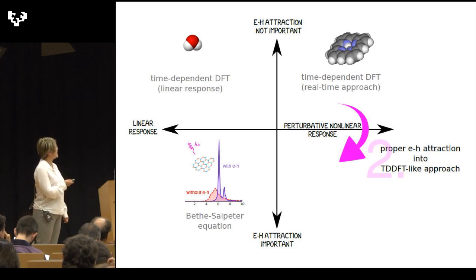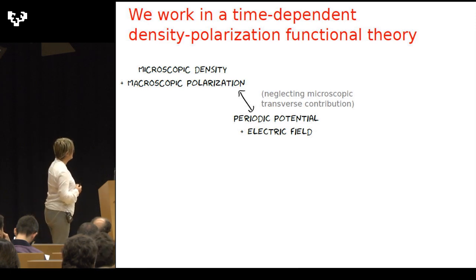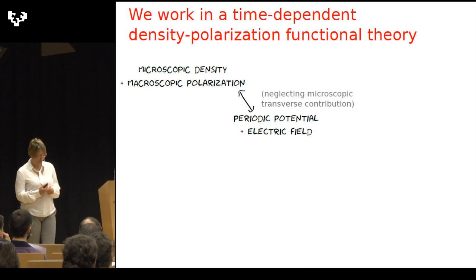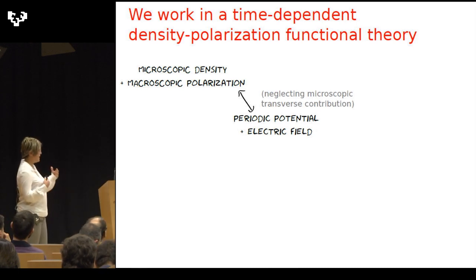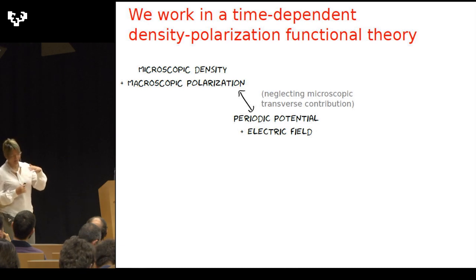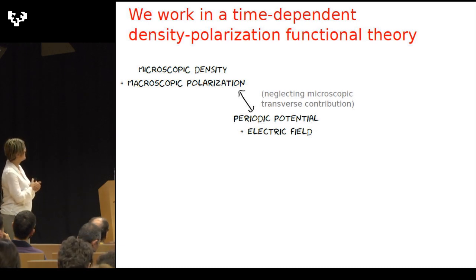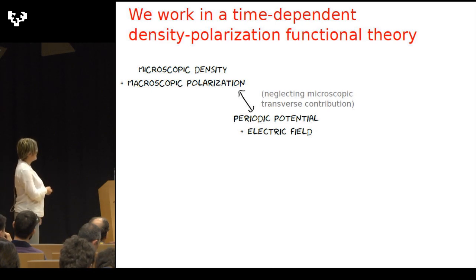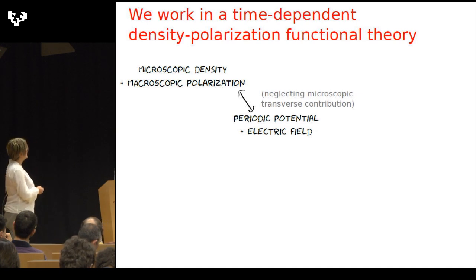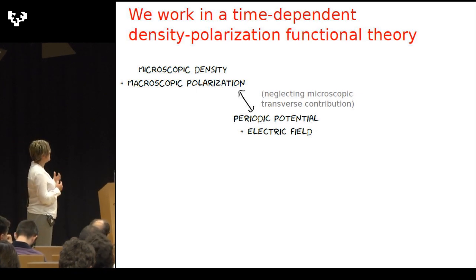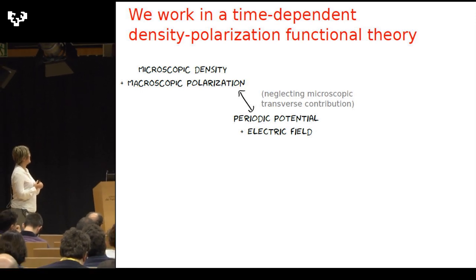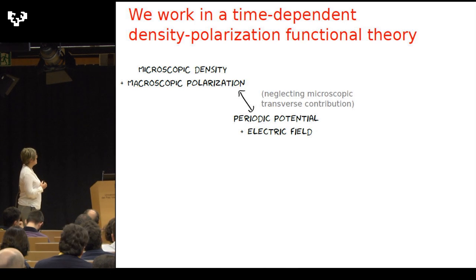And what is interesting is that since we are in this real time, we are working at q equal to 0, we cannot just use the density and look at the optical limit, as you would do in linear response. But since we have an explicit macroscopic electric field, we have to look at the density and at the polarization, the macroscopic polarization, as the key quantities. So that will be a density and polarization functional theory.